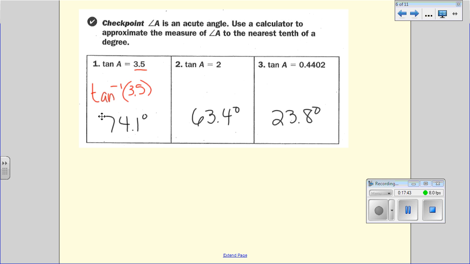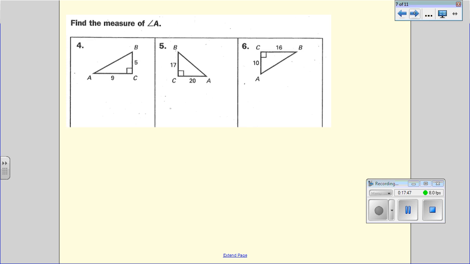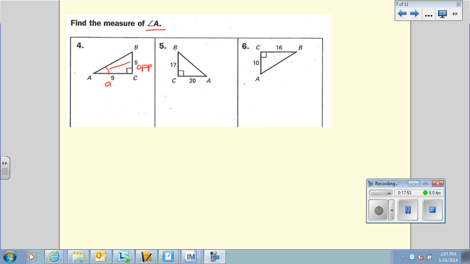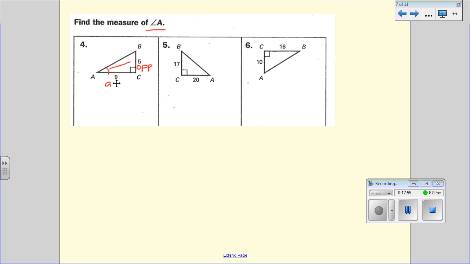All right. So they gave you what tangent was equal to, right, guys? All right, 4, 5, and 6. You need to write the tangent ratio and then take the inverse of it. Go, for Kelly. The adjacent side. Ooh. The adjacent side is 9. So I'm going to take the tangent of A is equal to 5 over 9.